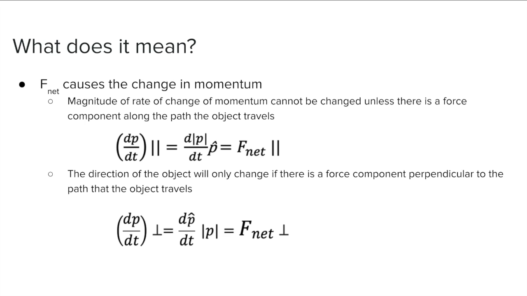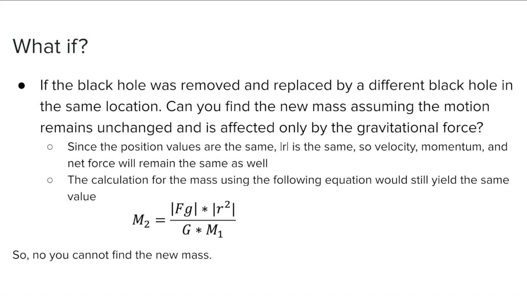The second equation takes the rate of change of the direction of momentum and equates it to Fnet perpendicular, also based on the momentum principle. The direction of the object only changes if there is a force component perpendicular to the path the object travels. Another question arises asking us to imagine that the black hole we just found was replaced with a new black hole with a different mass.